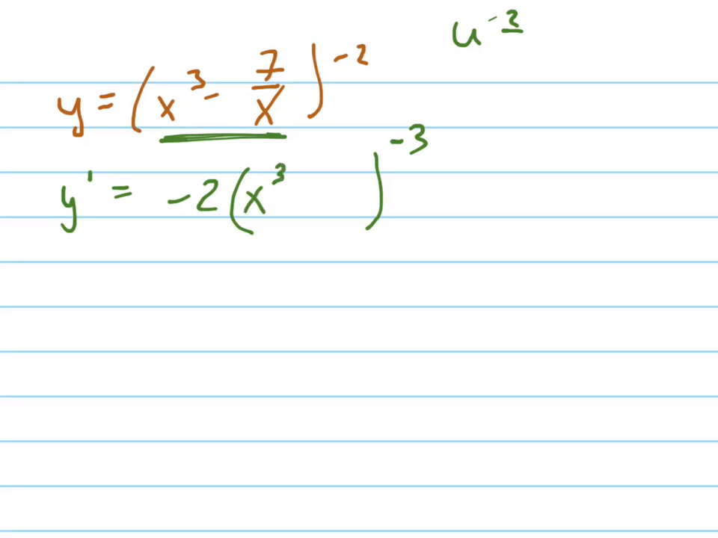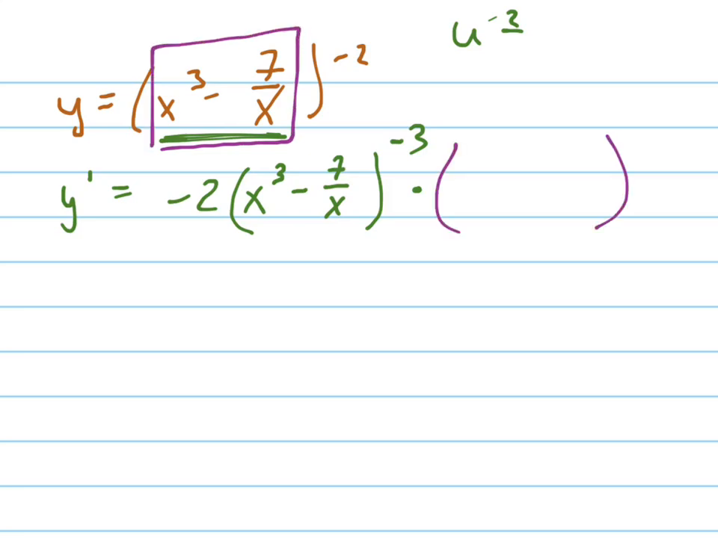So x cubed minus 7 over x. And then multiply it by the derivative, I'll do this in purple, the derivative of the inside. So the derivative of the inside is, now notice that this right here is 7x to the negative 1. So let me rewrite that. The inside is really x cubed minus 7x to the negative 1.